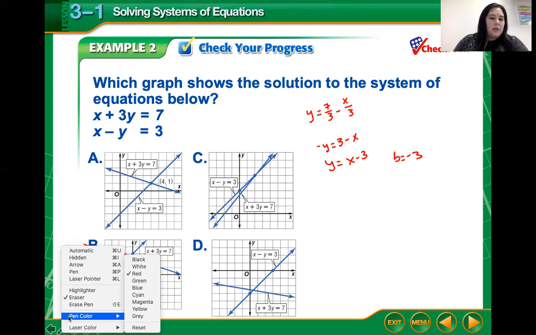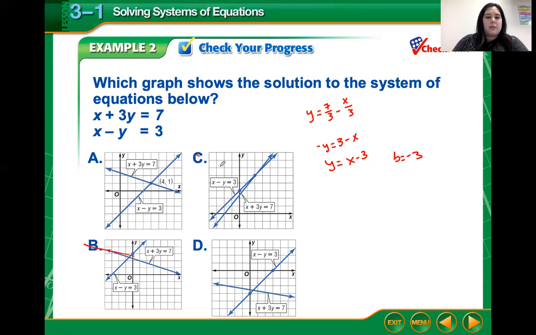Just because they do not have a point going through negative 3, I'm going to go ahead and cross out C. So looking at these two, I do know I cross above the x-axis here for the second one. So I'm going to cross out D because it doesn't cross above the x-axis for the second equation. And so by process of elimination, I do get A.